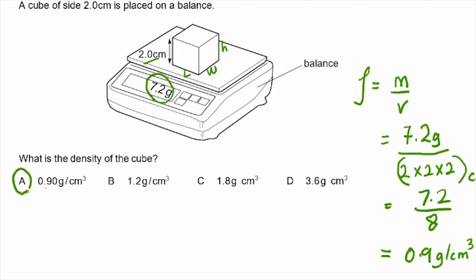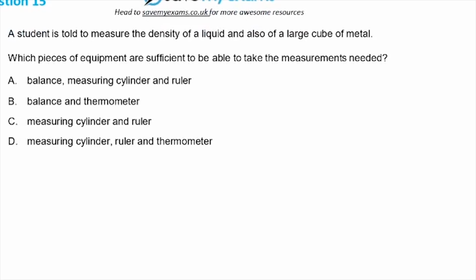That's A. And finally, a student is told to measure the density of the liquid and also of a large cube of metal. What pieces of equipment are sufficient to be able to make the measurements needed? When you're measuring density, you need mass over volume. What equipment do you need to get mass? What equipment do you need to find volume? That's what we need to look for. So which pieces of equipment are sufficient to be able to make the measurements needed?